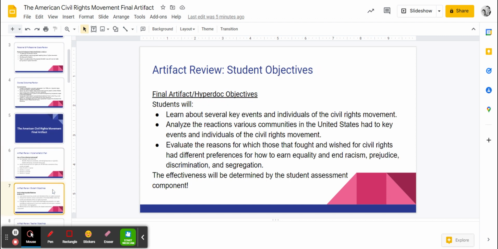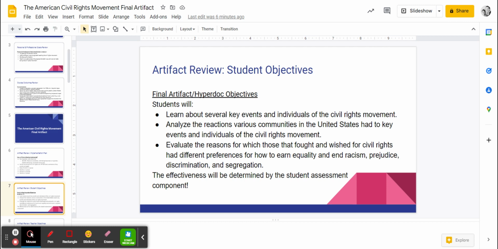So the student objectives for this artifact, this hyperdoc, are for students to learn about several key events and individuals of the civil rights movement, to look at the reactions different communities in the U.S. had to those events and individuals, and this includes not just the reaction of, say, Caucasian Americans to some of these things, but also the reaction from African Americans. Another big component would be to have students evaluate the reasons for which those that fought and wished for civil rights had different preferences on how to earn equality and end racism, prejudice, discrimination, and segregation.